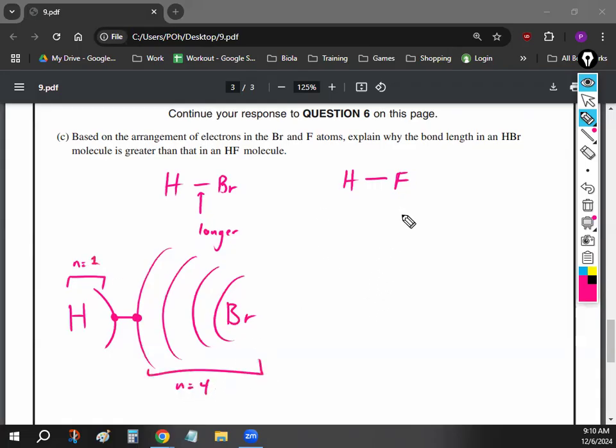Now hydrogen and fluorine, we already know hydrogen is 1. But what about fluorine? How many shells does fluorine have? 2. Okay, so that gives you an idea of the distance between them, right? Hydrogen is still n equals 1, but fluorine is n equals 2, and so the distance is going to be a lot shorter. So as long as you talked about the shells or the energy levels, you should be fine.